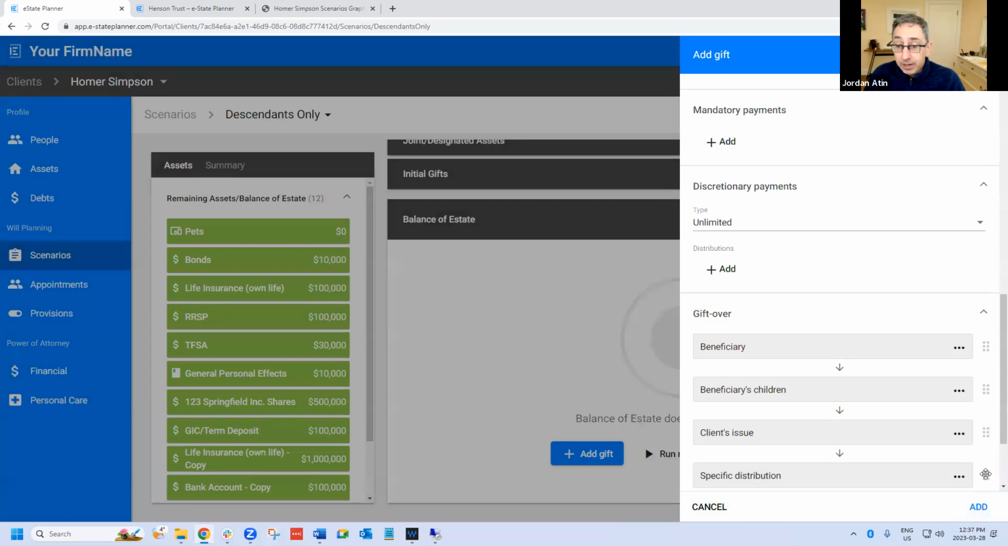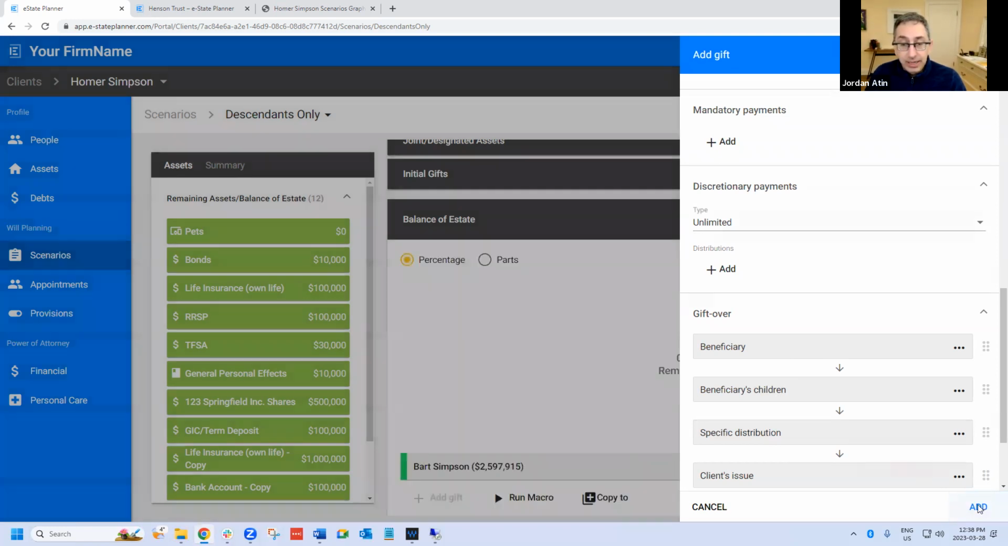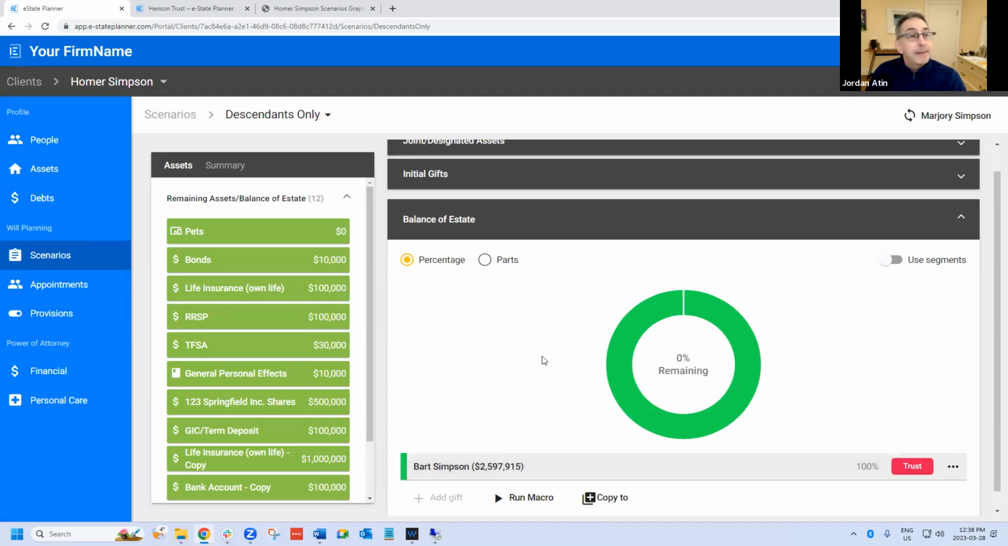And of course, it can be very complicated. So we might say, listen, I want that specific distribution before it goes to client's issue as the very final one or whatever. And you can reorder things. But again, remember this, the ordering is important. It's only if there are no people alive in the gift over above that it would go down to the next gift over. So in this case, it would go to Bart first, then Bart's children. If Bart had no children, then it would go to the specific distribution. Okay? And that's basically how it works. That's how those gift overs work. That's if you've got one gift, et cetera.